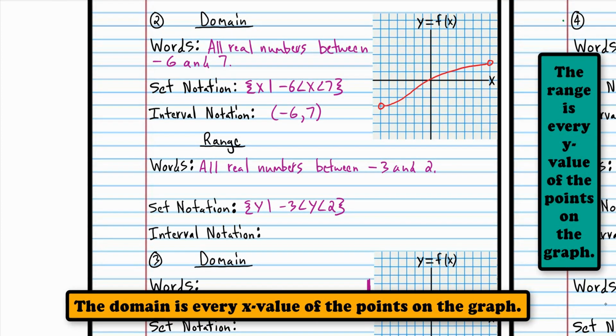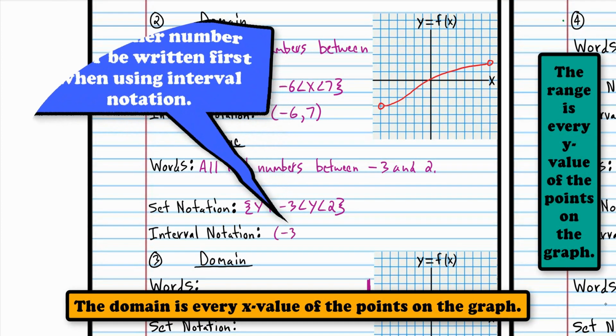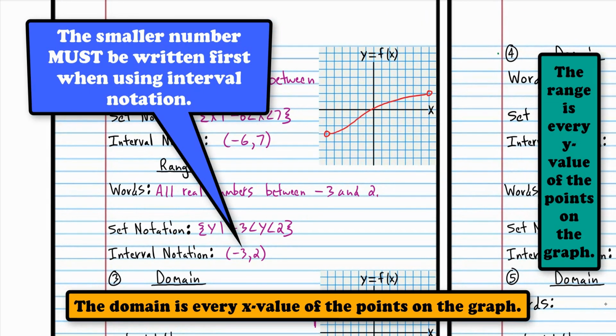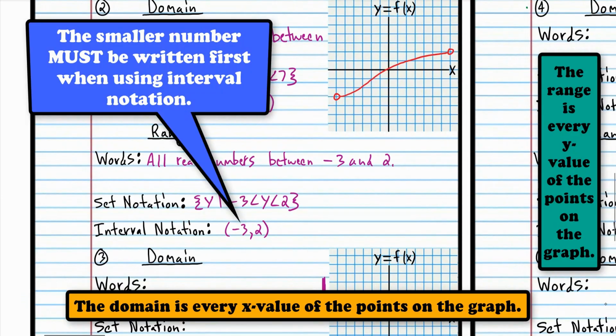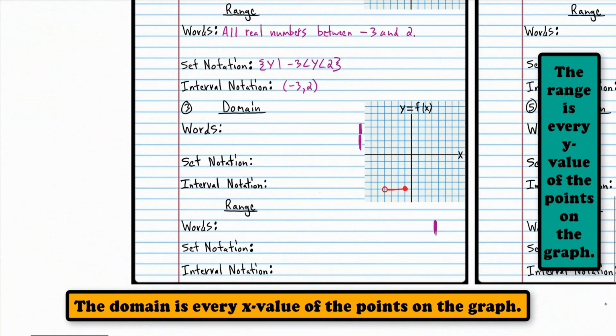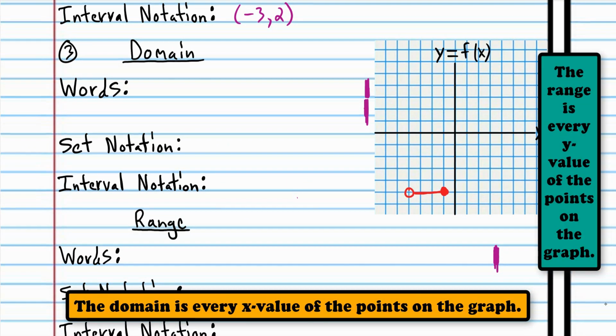In interval notation, we use parentheses, -3, 2. Again, we use parentheses because -3 is not part of the range and 2 is not part of the range. So as you can see, this is pretty easy. You can probably do this very quickly.